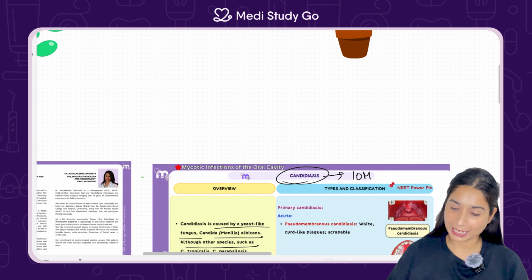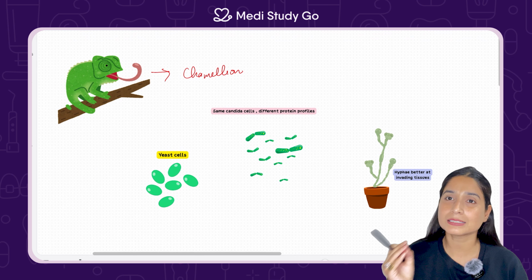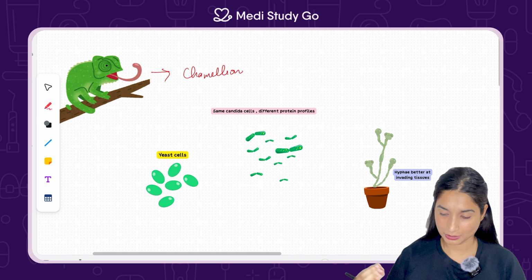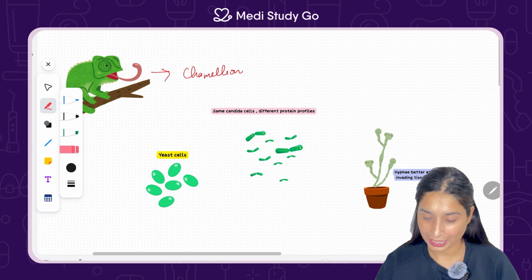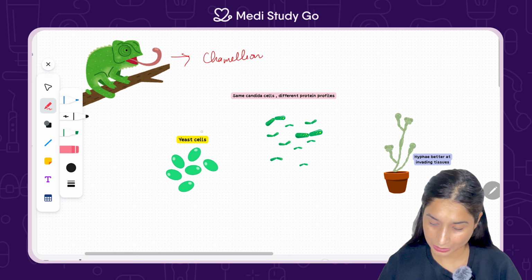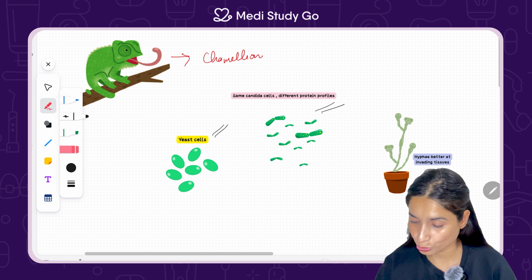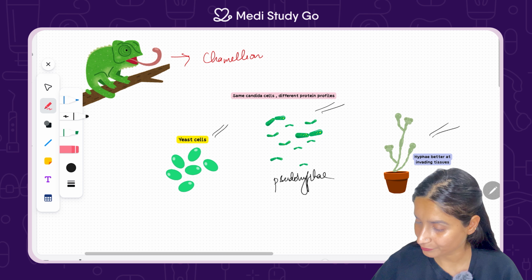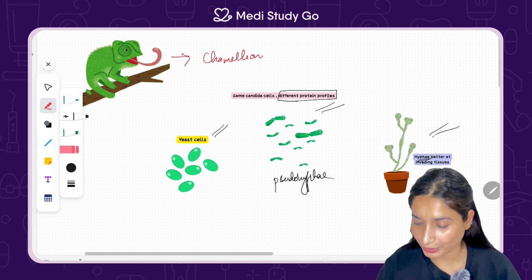So let's see a diagrammatic representation of how Candida albicans comes in three different forms. So Candida albicans cells could be yeast-like cells, round and oval. They could be hyphae kind of cells and they can be pseudohyphae. So these are pseudohyphae. These are the hyphae cells. They are the same candidal cells, only different protein profiles you can see.